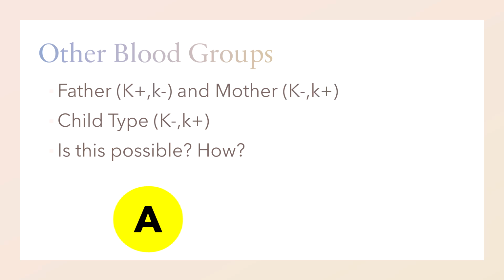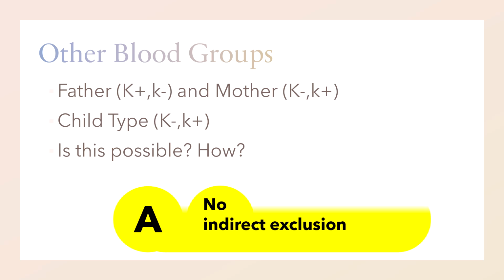In this example, the father is Kel positive, Solano negative. The mother is Kel negative, Solano positive. The child is Kel negative, Solano positive. Is this possible and how? No, this is an indirect exclusion. The father has 2 Kel genes and the child did not inherit one.